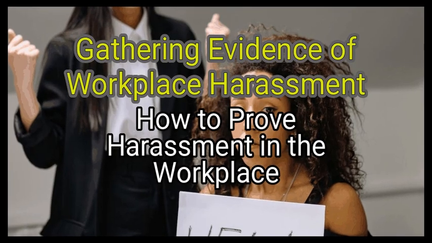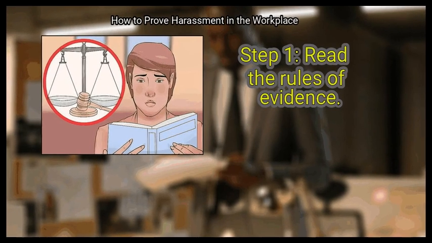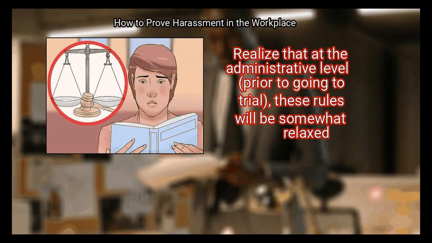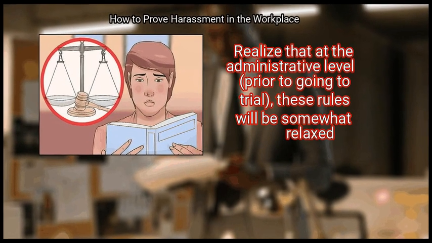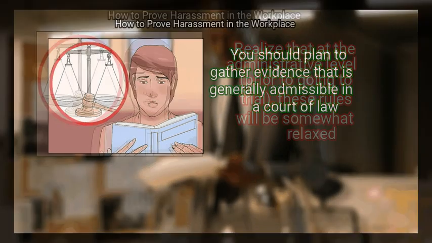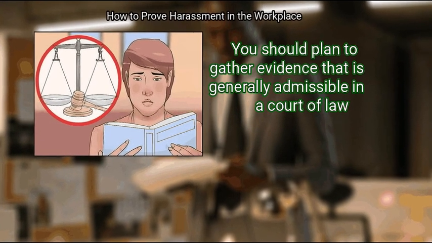Method 2. Gathering evidence of workplace harassment. First is read the rules of evidence for your jurisdiction. Realize that at the administrative level, prior to going to trial, these rules will be somewhat relaxed. You should plan to gather evidence that is generally admissible in a court of law.